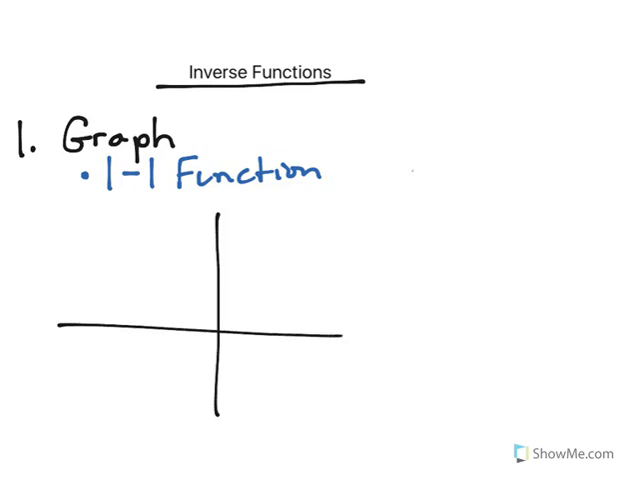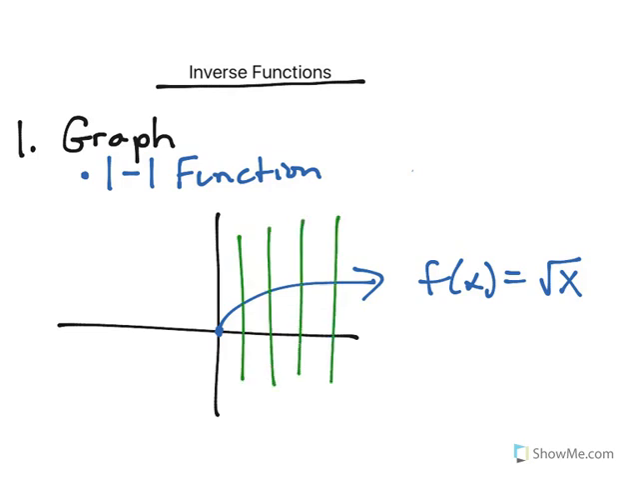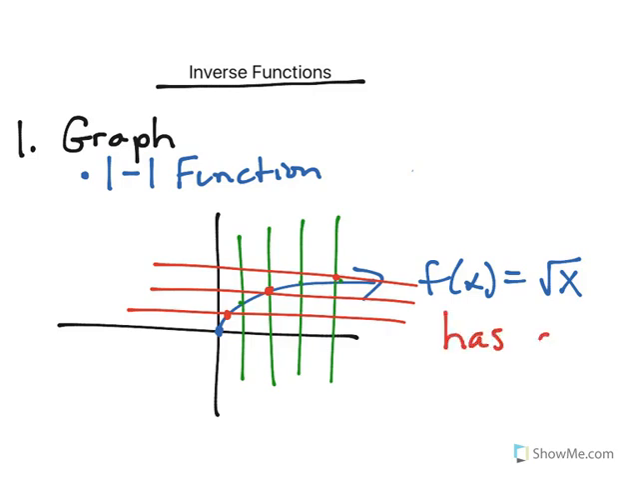Okay, let's look at another function. Here I'm going to draw the square root function. So this is f of x equals the square root of x. Again, a one-to-one function has to pass the vertical and horizontal line test. Vertical line test, it intersects in just one point. Horizontal line test, it intersects at approximately one point. So f of x equals square root of x has an inverse.